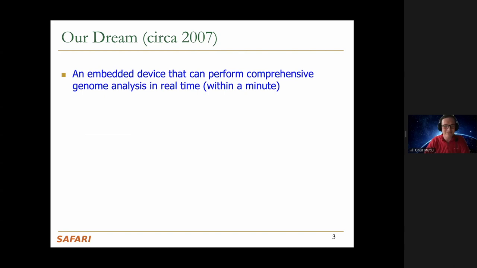We had this vision that it would be nice to have a simple, small embedded device that can perform comprehensive genome analysis in real time. Let's say within a minute, within a second, within 10 minutes. Basically, something that can enable difficult questions to be answered so that you can act on them extremely fast.